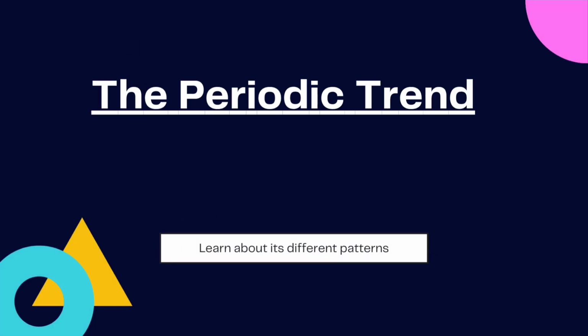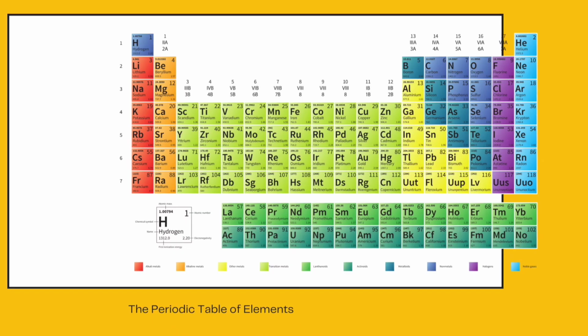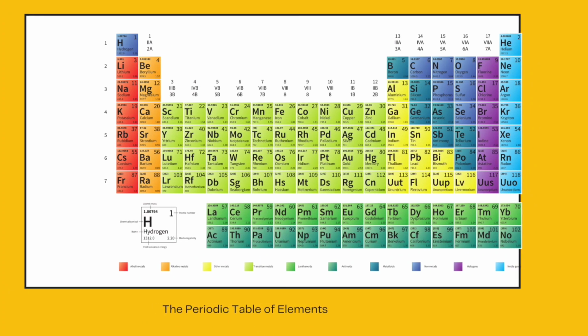Hello and welcome to today's lesson. In today's lesson, we'll look at the periodic trends of the periodic table. That is the pattern which the properties of the elements follow.